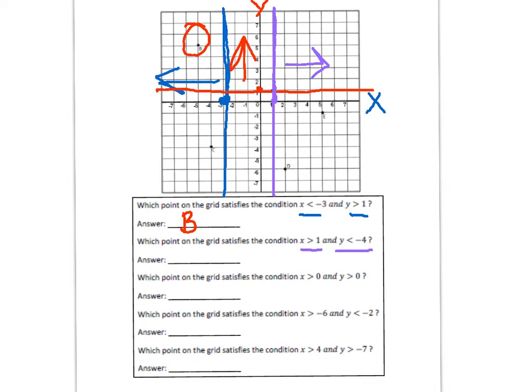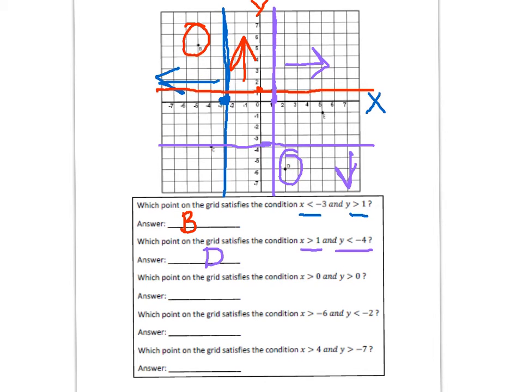And y is less than -4, so find -4 on the y-axis, draw your line, and you know that it has to be less than that. So anything that is over to the right and down below, which is letter D. Letter D is the only one that falls into that category.